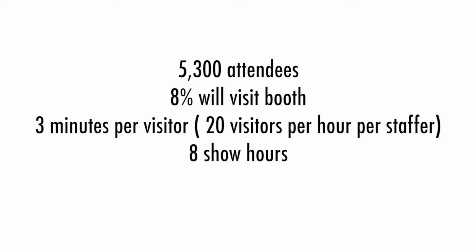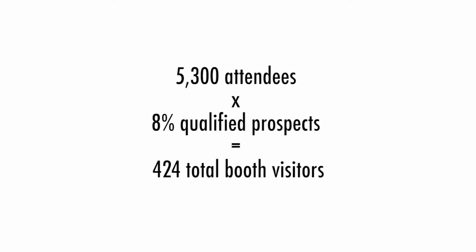Let's also say that your product demonstrations are brief and your staff will only need on average 3 minutes with each visitor, which equates to 20 booth visitors per hour per staff member. That show is 1 day and it is 8 hours long. 5,300 attendees, 8% will visit your booth, 3 minutes per visitor, 20 visitors per hour per staffer, 8 show hours. The formula your booth staff needs will look like this.